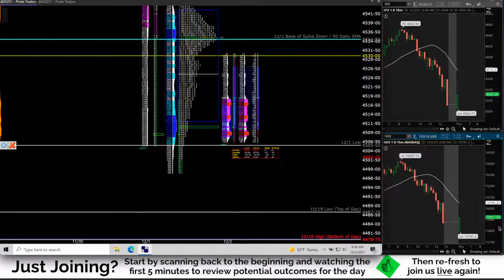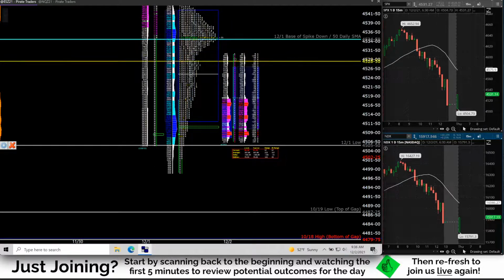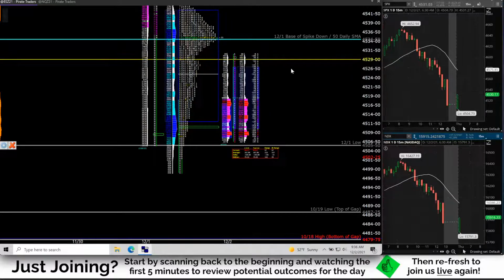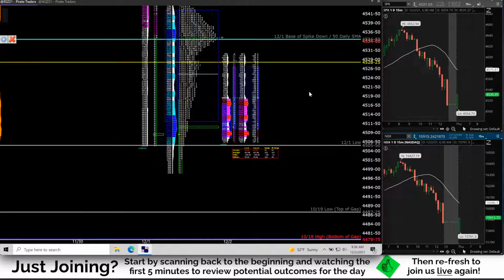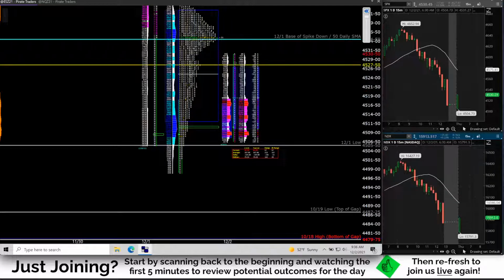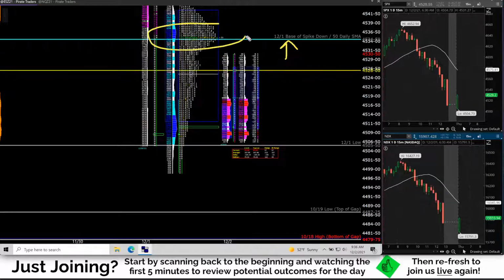It's just a matter of asking yourself what that would look like. How would you know the market is rallying? What would it do? In my case, they'd get above that 50 daily, which is also the base of the spike down. Because it's the base of the spike down, it should be resistance, as it was in the overnight.